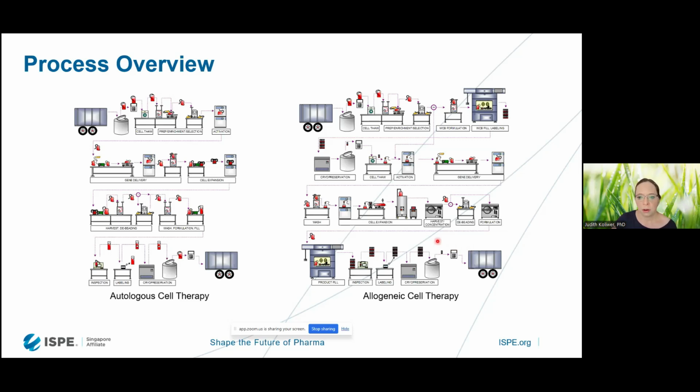And of course, that also allows for more automation in individual steps. For example, when it comes to the filling, we definitely have seen that more automatic filling lines are used for the allogeneic space. Same for inspection. But we can go into the details a little bit later.